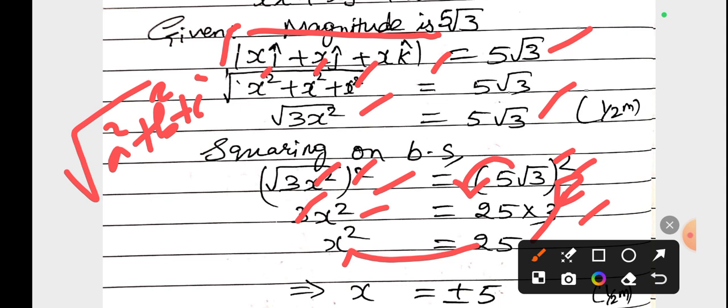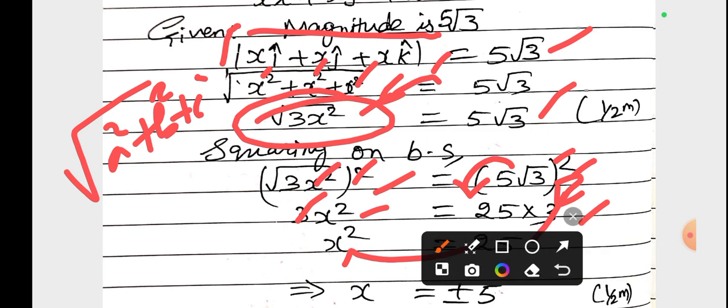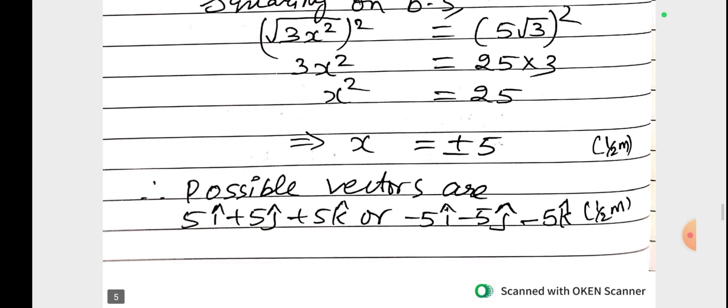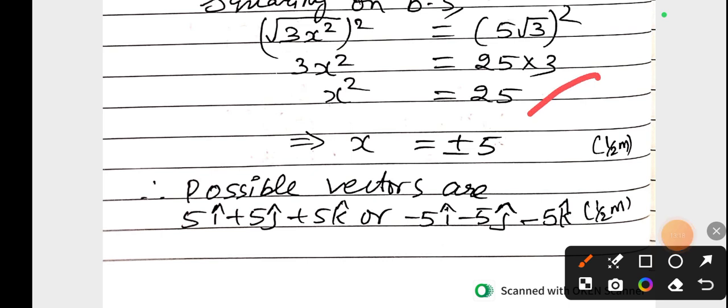What are we doing? Magnitude given, magnitude of P is 5 root 3. Then doing the magnitude formula. Left hand side, doing; right hand side, 5 root 3. To remove the square root, do squaring on both sides. Then simplify, get the value of x square. Then 25, x is plus or minus 5.